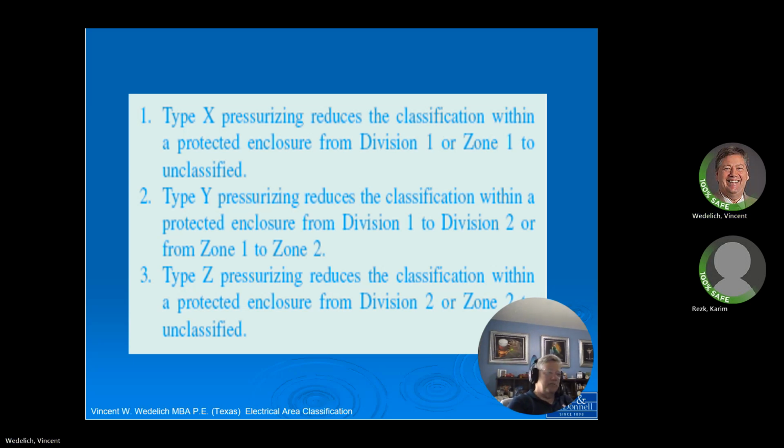So if I had a Class 1, Div 1, Group B gas or something, hypothetically, what type of pressurization system would I need to buy to install that box in that environment? I believe Type Y. Type X. It'd be Type X, right?